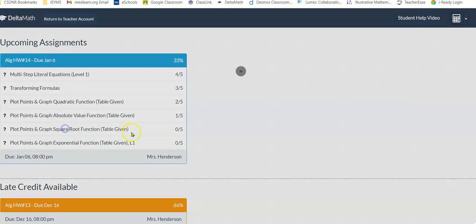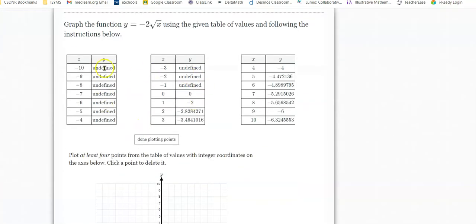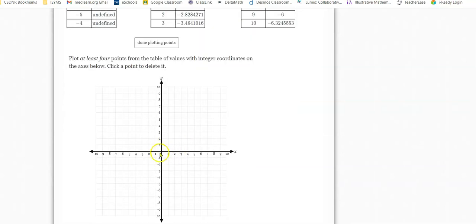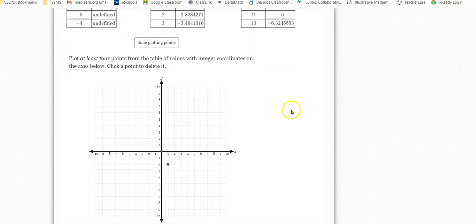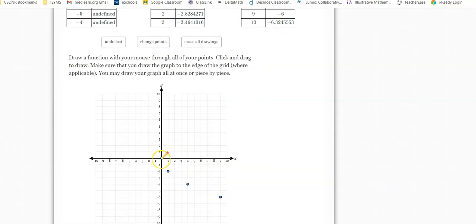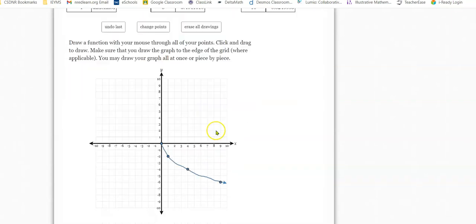Alright, same is true for graphing square root functions. Now you'll notice this one has undefined. That means there should be no graph in that area whatsoever. So we're going to start at 0, 0, and 1, -2. These are not integer values, so I'm going to skip them. 4, -4, and 9, -6. So there we go. And remember, you cannot have an arrow going past this. So this is your endpoint. So do not draw anything to the left of that because it is undefined.